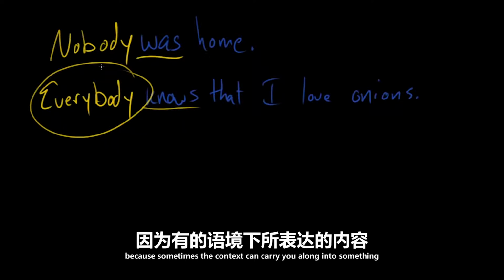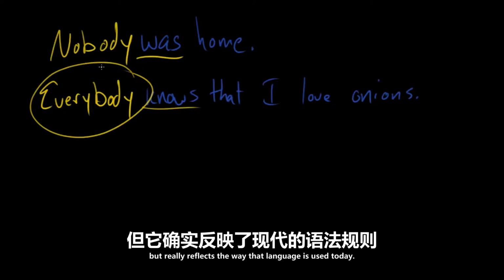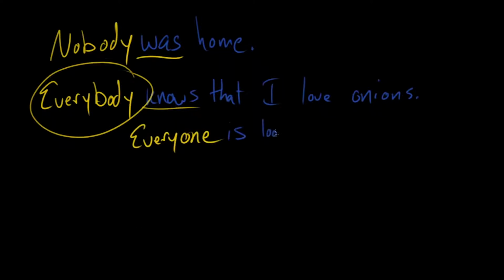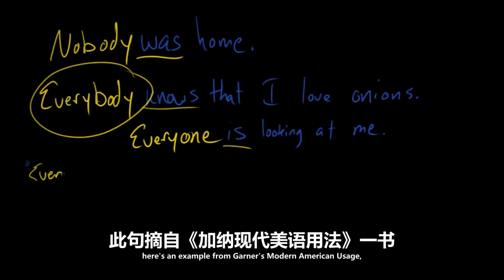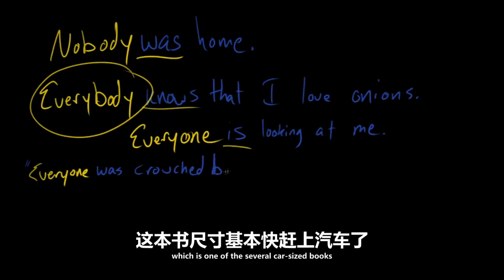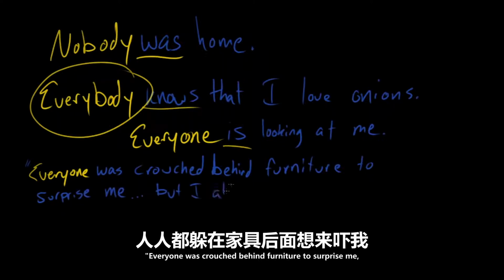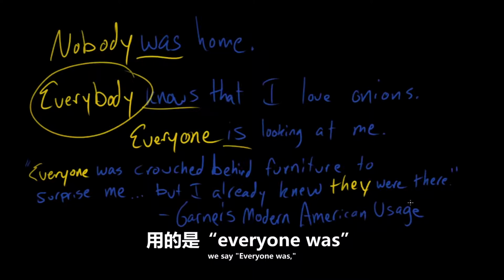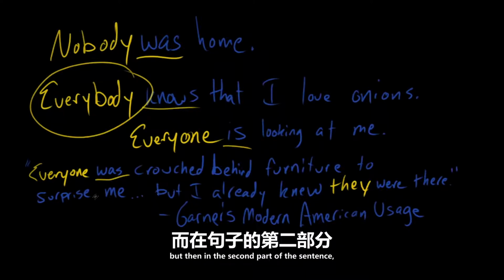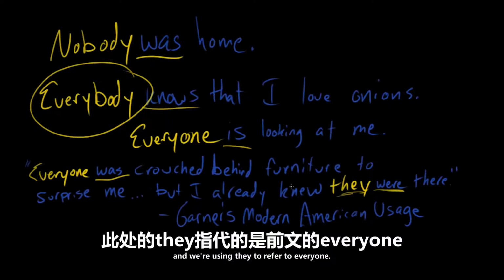Because sometimes the context can carry you along into something that might seem a little quote-unquote ungrammatical, but really reflects the way that language is used today. And so although you might say everyone is looking at me, here's an example from Garner's Modern American Usage, which is one of the several car-sized books I'm using to construct this grammar course. Everyone was crouched behind furniture to surprise me, but I already knew they were there. And you can see in the beginning of this sentence, we say everyone was, but then in the second part of the sentence, we say they were, and we're using they to refer to everyone.